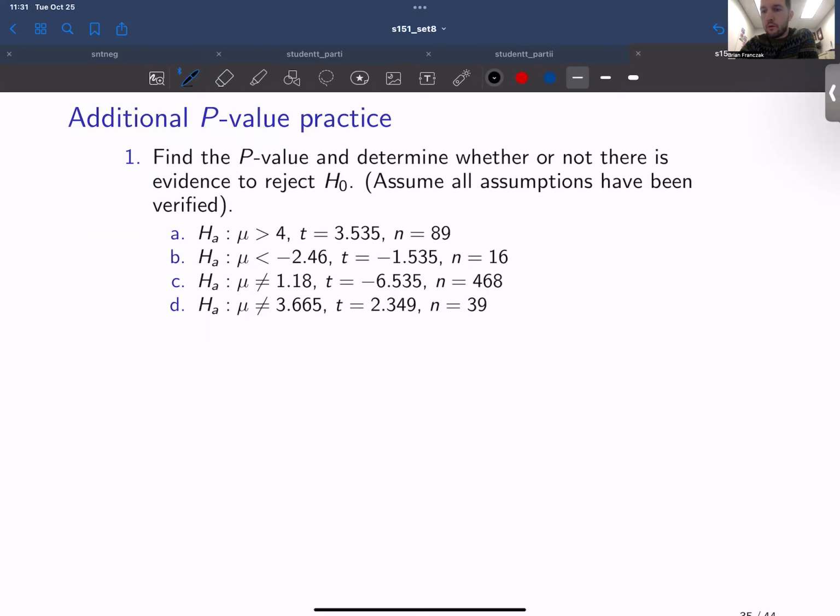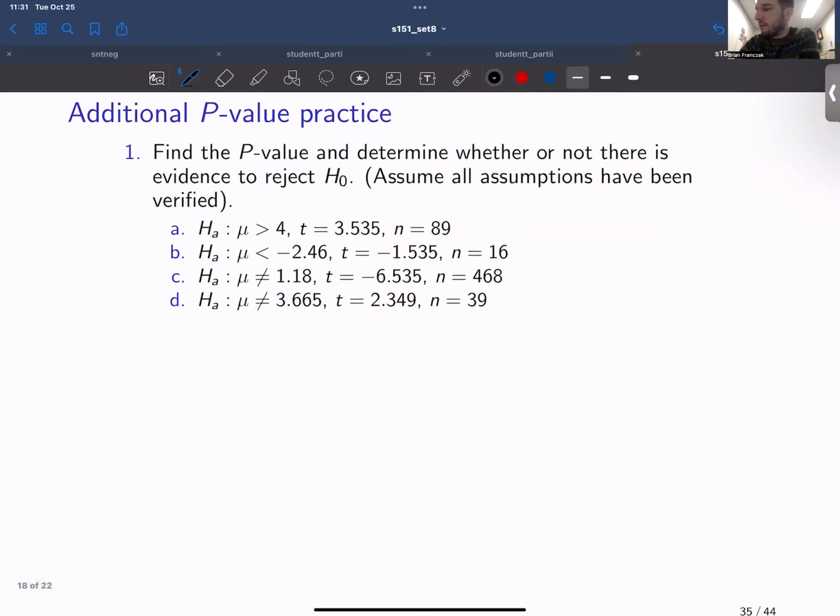So in this video, I want to work through the additional p-value practice problems that are given on slide 35 of lecture set 8. The purpose of these 4 exercises is just to go over finding p-values using the student t-table. For example, in part A, the alternative hypothesis is that mu is greater than 4. Our test statistic is 3.353, and our sample size is 89.